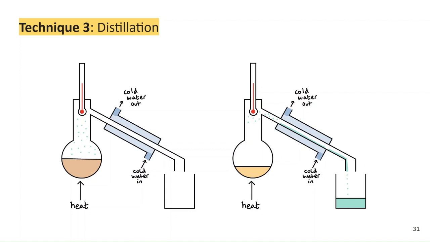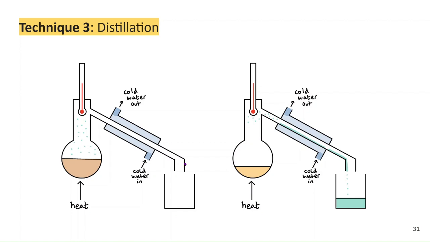So you could have a bunch of liquids. You could have a big mixture of liquids, and you could separate out each of them using this technique. Let's say we have a big mixture of liquids. We add heat, right? The one with the lowest boiling point will begin to turn into a gas, right? And it will travel upwards until it gets to here.